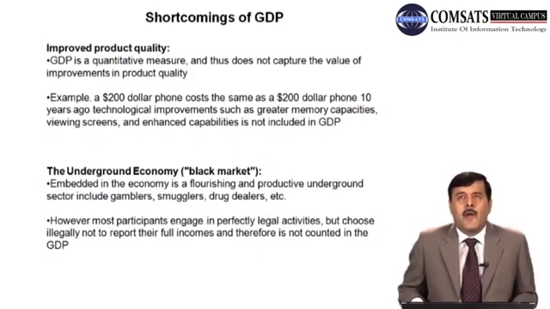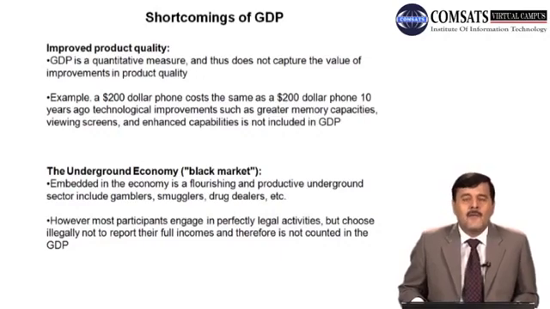Another shortcoming could be explained in the underground or the black market. तो बहुत सारी एक्टिविटीज़ मुल्क में मुख्तलिफ ममालिक में ऐसी होती हैं कि जो कि ब्लैक मार्केट के थ्रू हो रही होती हैं। Embedded in the economy is a flourishing and productive underground sector including gamblers, smugglers, drug dealers, etc. So all these individuals are carrying out different activities which are productive in the sense that they are contributing to the economy, right?